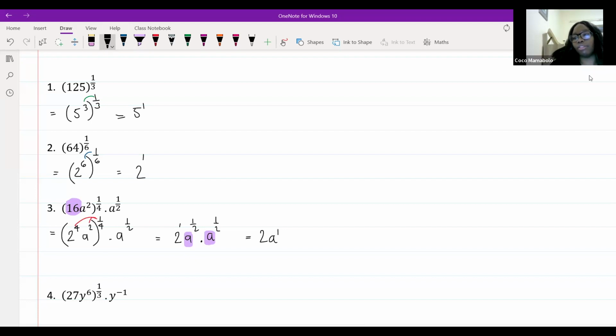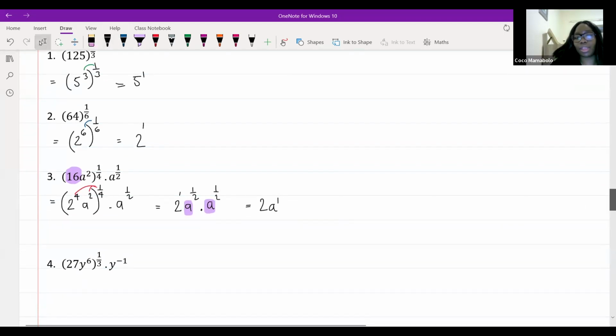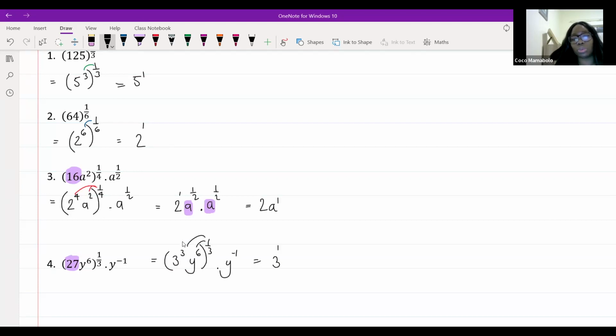That's the answer I'm looking for there. All right. In this last one over there, I'm going to take 27 and write it as a product of its prime factors. So I will get (3 cubed y to the power of 6) all to the power of 1/3 multiplied by y to the power of -1. And that's going to give me, we need to distribute, 3 to the power of 3 times 1/3 is 1. y to the power of 6 times 1/3, which is 2, multiplied by y to the power of -1.